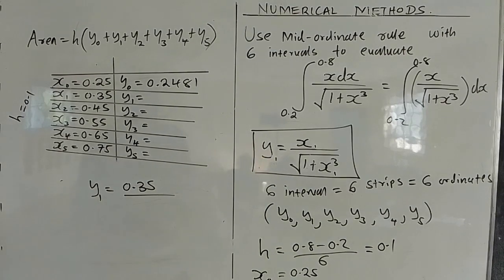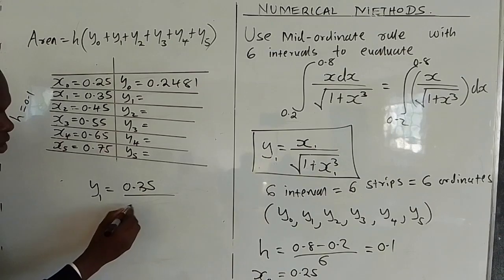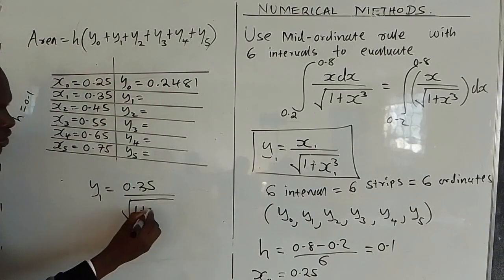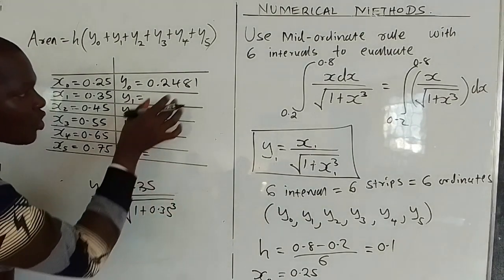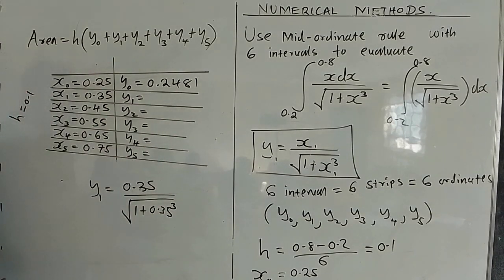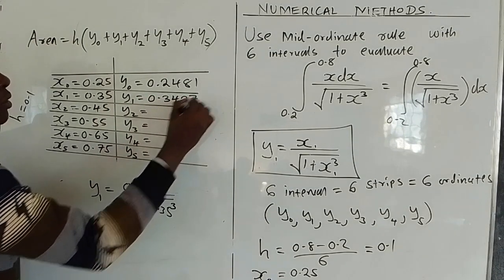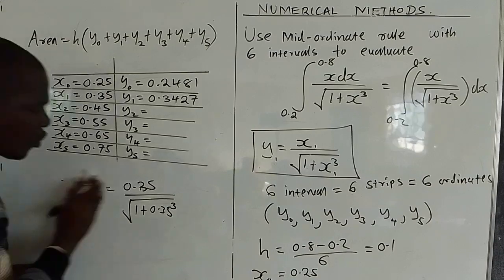So you have your y1 is 0.35 over square root of 1 plus x1 cubed. You are 0.35 cubed. What do you get to be y1? 0.3427. Yes. You go to the next one.